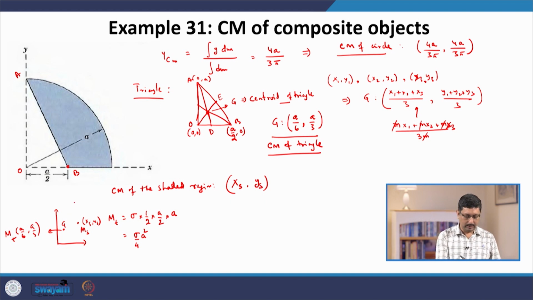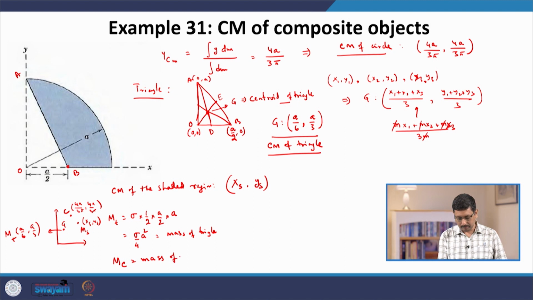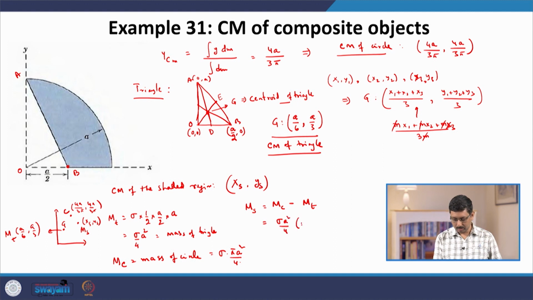Then we are going to replace the quarter of the circle by its center of mass. This is the mass of the triangle if it were present, and the mass of the circle we just calculated: sigma times pi a square by 4. Then we can see that the mass of the shaded region must be the mass of the circle minus the mass of the triangle. This is going to be sigma a square by 4 times (pi minus 1).